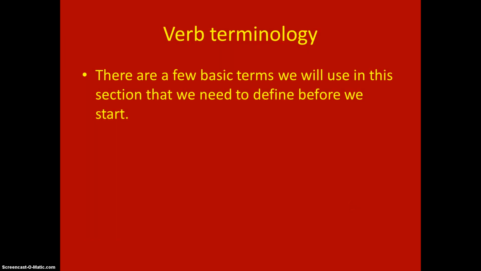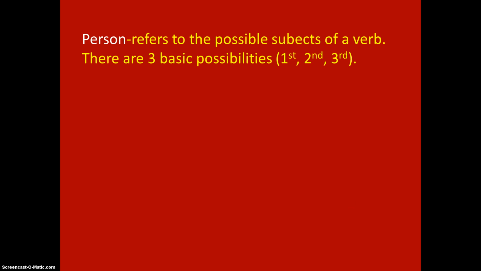Latin 1 in a nutshell: verbs. There are a few basic terms we have to use in this section, so we'll define those before we move any further. The first is person, and there are three basic persons. You've talked about them in literature: first person, second person, third person.